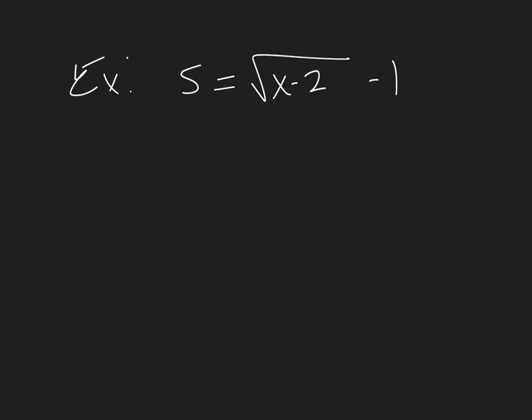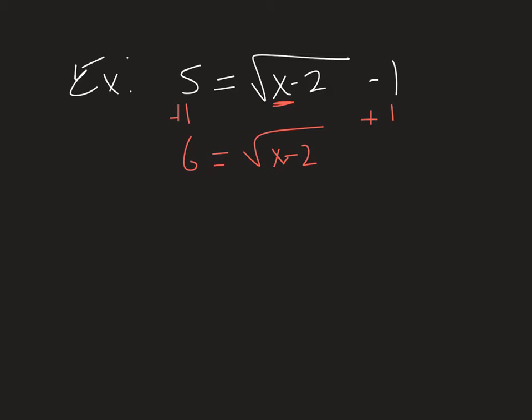So first, let's say we wanted to solve for x in this equation. 5 equals the square root of x minus 2, minus 1. Well, if we think about what we did to x, we took x, we subtracted 2, we took the square root of that, then we subtracted 1, we got 5. So the logical first step to undoing those things would be to undo the minus 1. We can do that by adding 1 to both sides. So 6 is going to equal the square root of x minus 2.